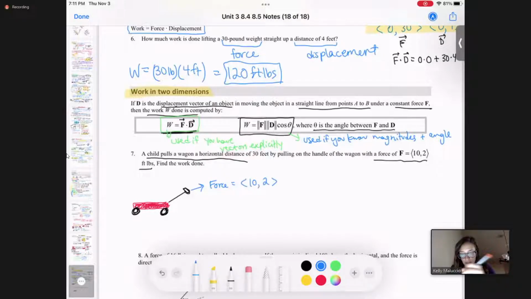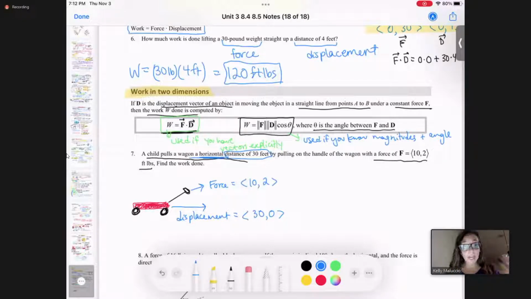Now the displacement, they do give us this distance of 30 feet. Do they say direction? Yeah, it's being pulled horizontally. So that means displacement is this way, horizontal. He's only pulling, not pulling up or down or back. And it's 30 feet. So horizontal is now X, the first component. The first component is 30, the second component is 0.